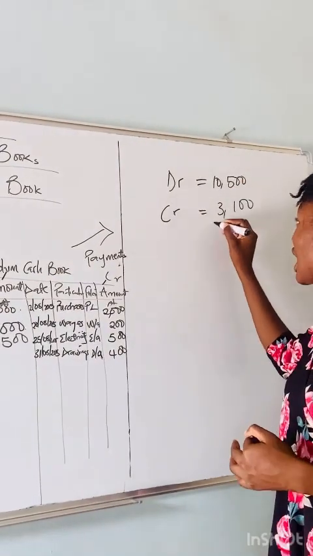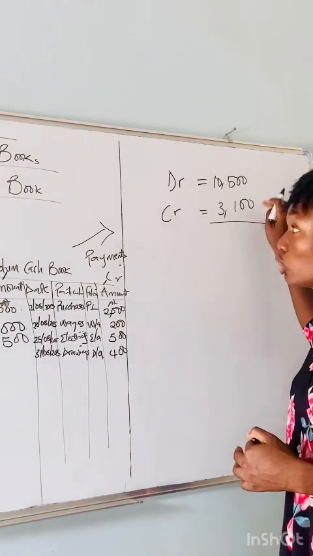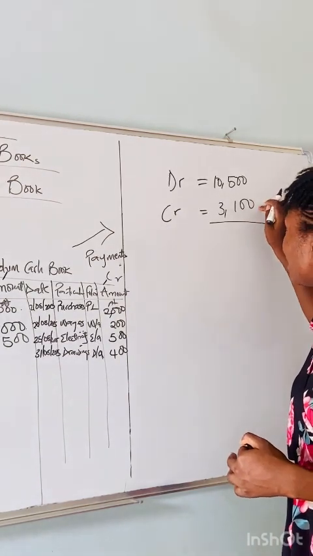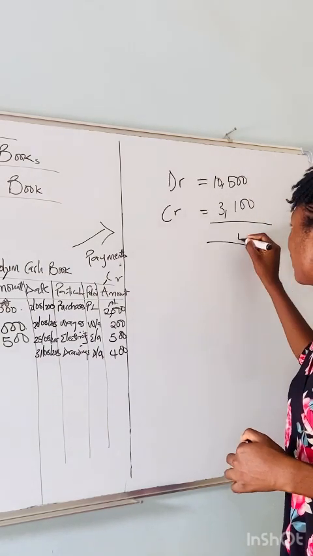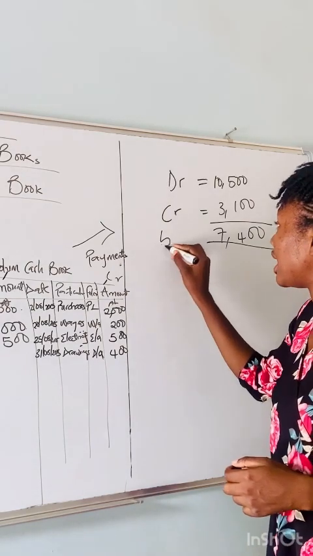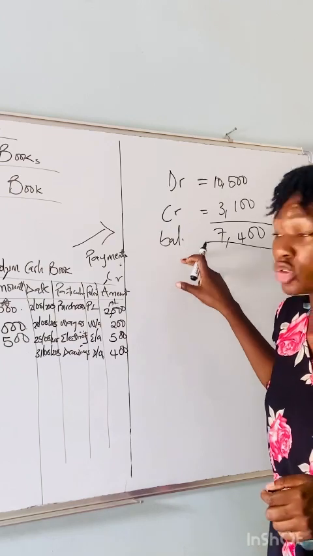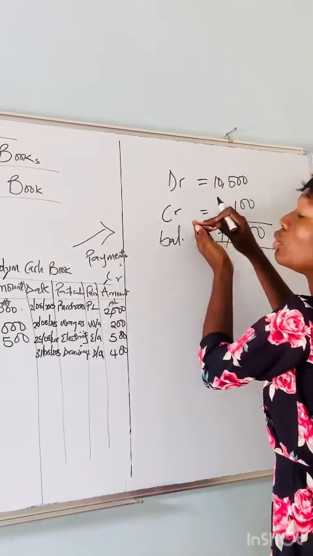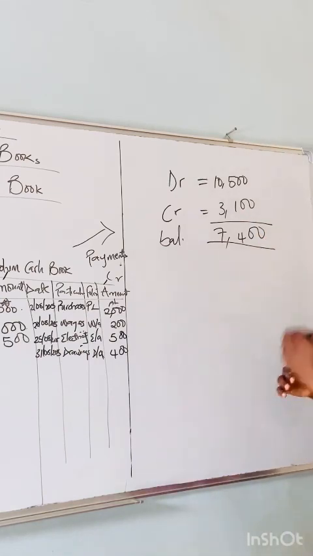So in bringing our balances, we'll be lessening the credit side from our debit side, which is the bigger side, to know the difference. So when we less this, we'll be having 7,400. So this is our balance. This is the difference between the two accounts. That's what we refer to as our balance, okay? We'll be bringing this balance to the smaller side to make it agree with the bigger side, okay? Hope we're not getting confused.